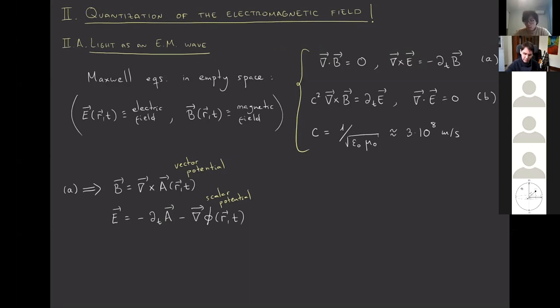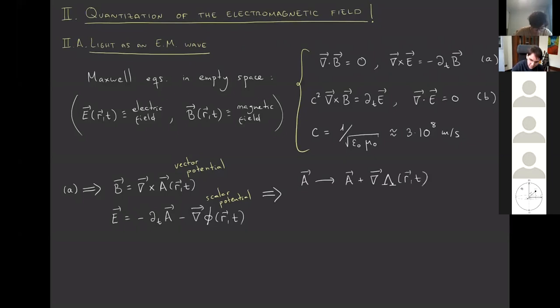But this has already allowed us to show that out of the six initial fields that we have, six components, now we have reduced it to only four. So now we have the vector potential with three components and the scalar potential with a single component. That's why we call it a scalar. So now this is even more interesting because now you see the following. What happens when I take my vector potential A and I change it by the gradient of some function? Let me call it lambda.